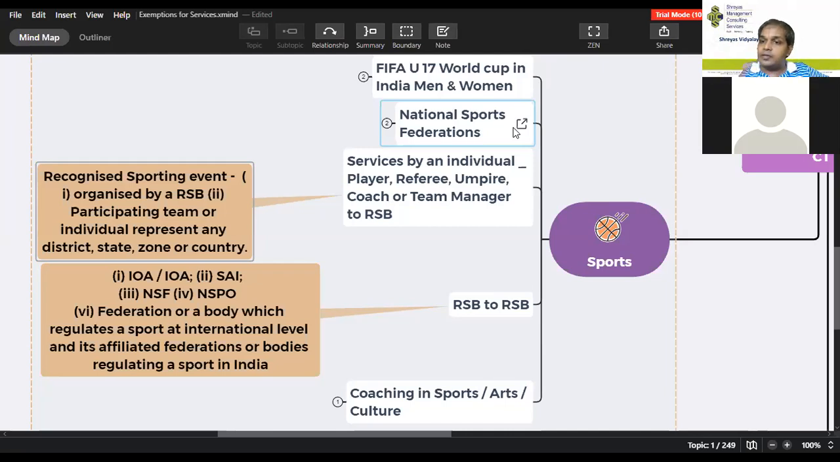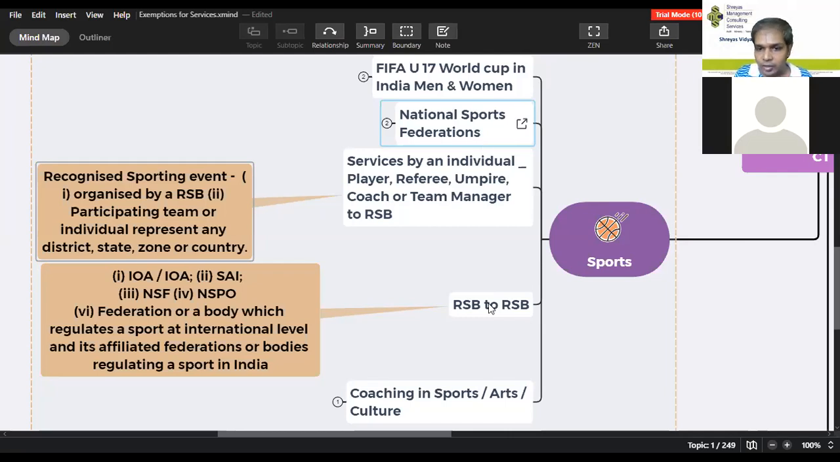For example, you are representing Tamil Nadu, and you are getting money from Tamil Nadu Cricket Association. It's not a recognized sports body. BCCI only is recognized, not Tamil Nadu Cricket Association. So these are all the finer aspects that practically make lots of difference to the players, in reality. We will see a lot of situations like this.